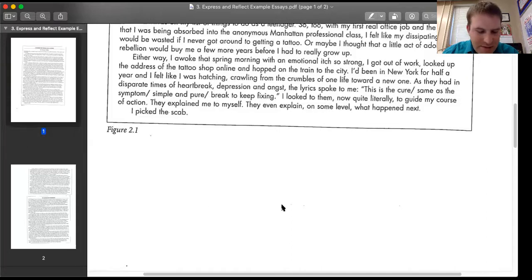As they had in desperate times of heartbreak, depression, and angst, the lyrics spoke to me. This is the cure, same as the symptom. Pure and simple and pure. Break to keep fixing. I looked at them now quite literally, to guide my course of action. They explained to myself, and even explained on some level what happened next. I picked the scab.